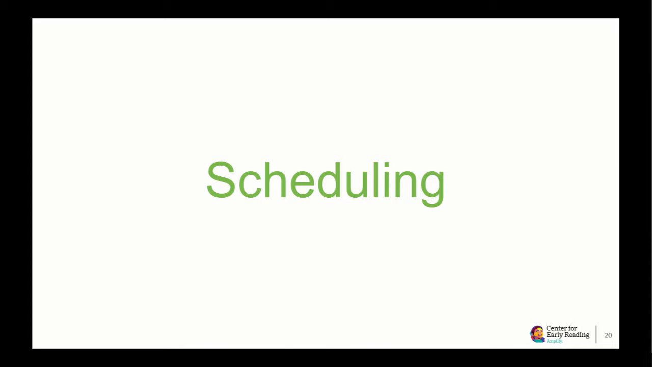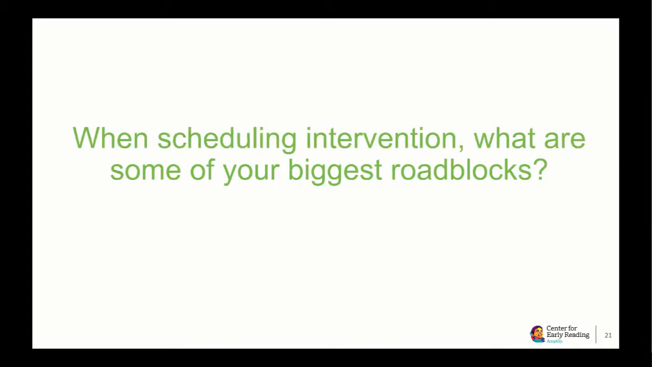Next, we are going to determine the most efficient intervention schedule. Recall that the recommended dosage of burst is a daily 30-minute intervention. One of the keys to a successful implementation is making sure that burst actually does happen 5 times a week. Scheduling intervention can be very challenging. When scheduling intervention, what are some of your biggest roadblocks?